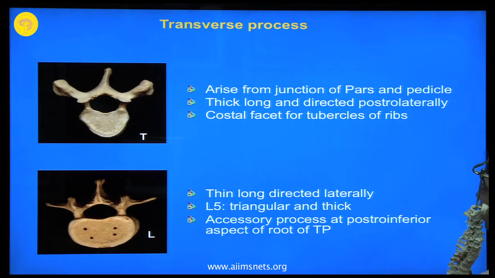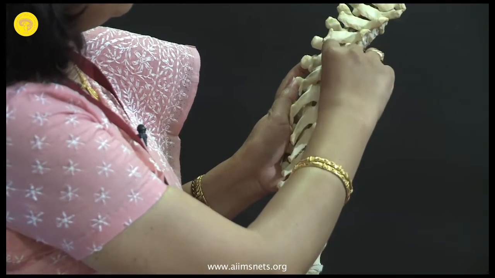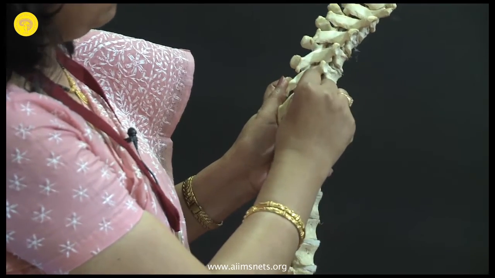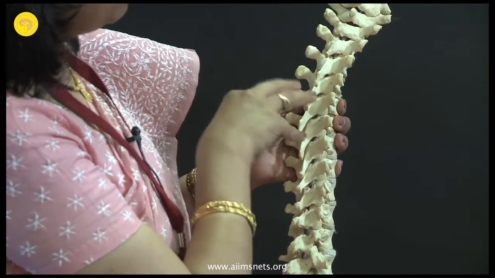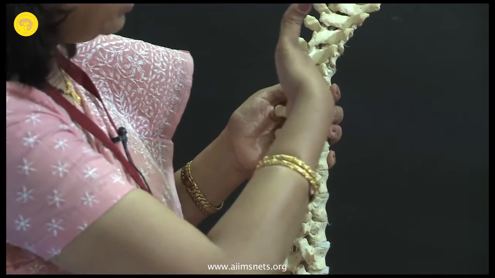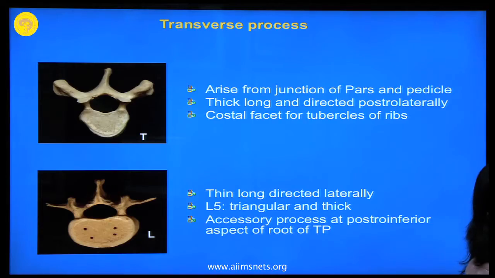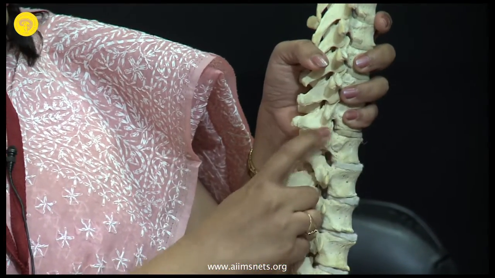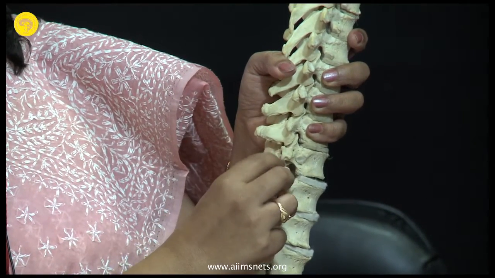As far as the transverse processes are concerned, they arise from the junction of the pars and the pedicle. When we look at the transverse processes of the thoracic region, they are very broad and thick, and they are directed more posterolaterally. So, when we are approaching from the posterior side, they are more in the operative field because of their posterolateral direction. But as we go down, at T11 and T12, in T12 we see that the transverse process is hardly there, it is just replaced by 3 tubercles.